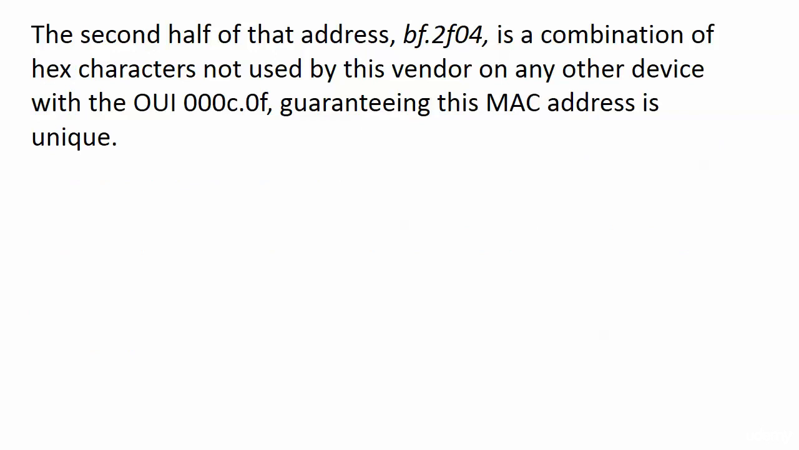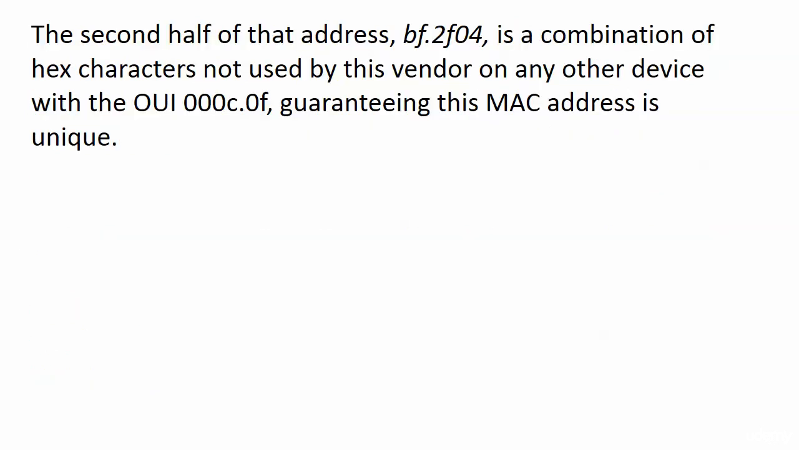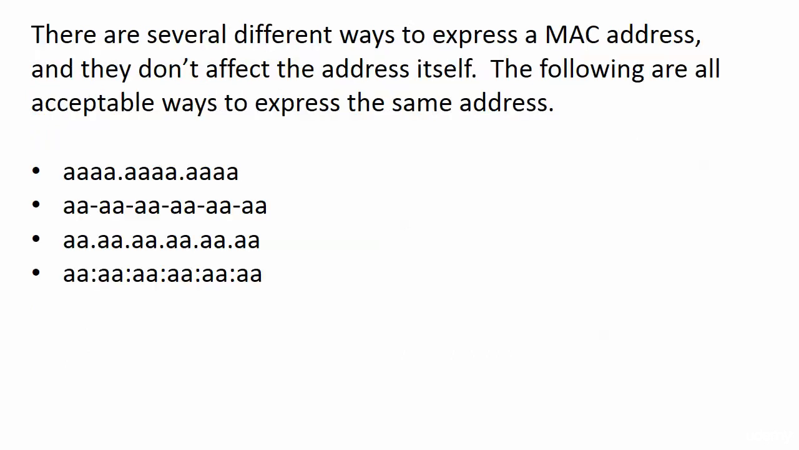And this is a combination of hex characters not used by this vendor on any other device with this particular OUI. So it guarantees that this MAC address is unique to that vendor. So again, that first half, that's your OUI, your organizationally unique identifier, and your second half is just a combination of hex characters not yet used by that vendor on any other device with the same OUI.